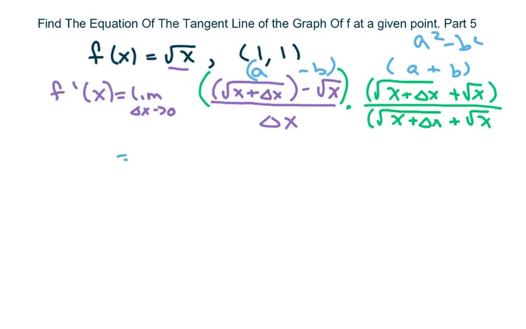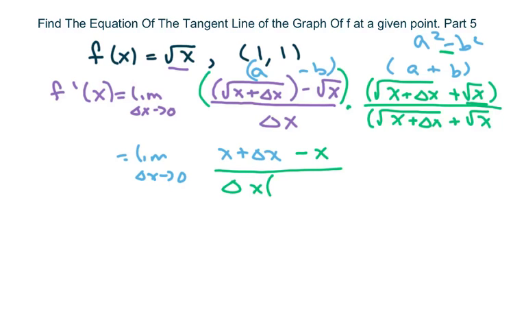That gives you a squared minus b squared. So when you do this, we're going to get the limit as delta x approaches 0. I square my a, and I just get x plus delta x, then minus my b part, so that's just minus x. And the denominator is going to be delta x times the square root of x plus delta x, plus the square root of x. Now, the numerator ends up being just delta x.